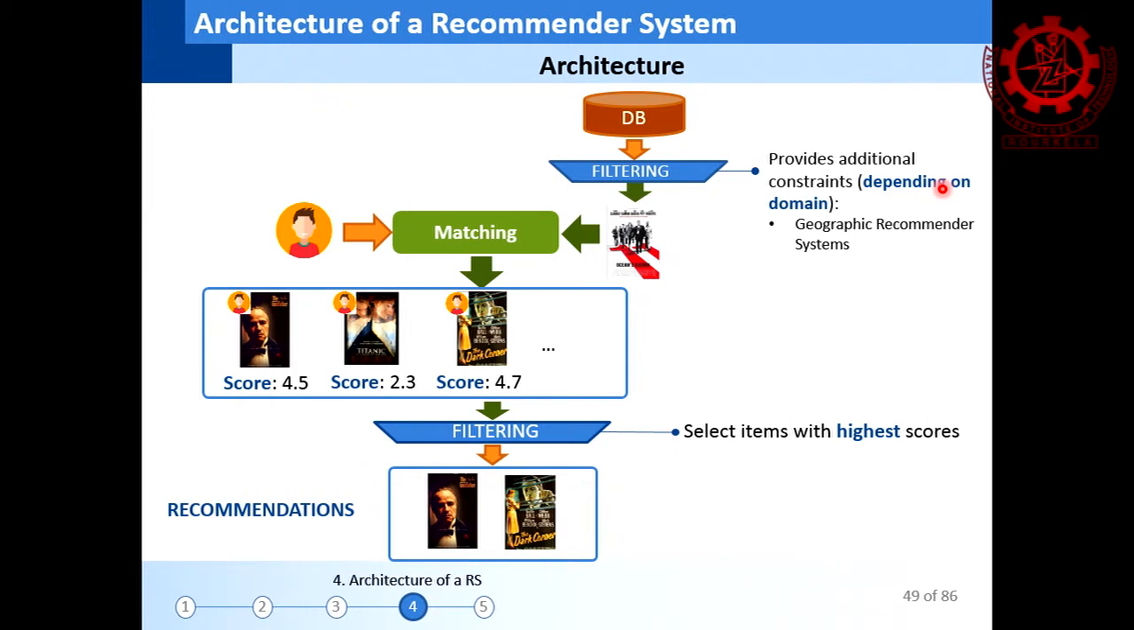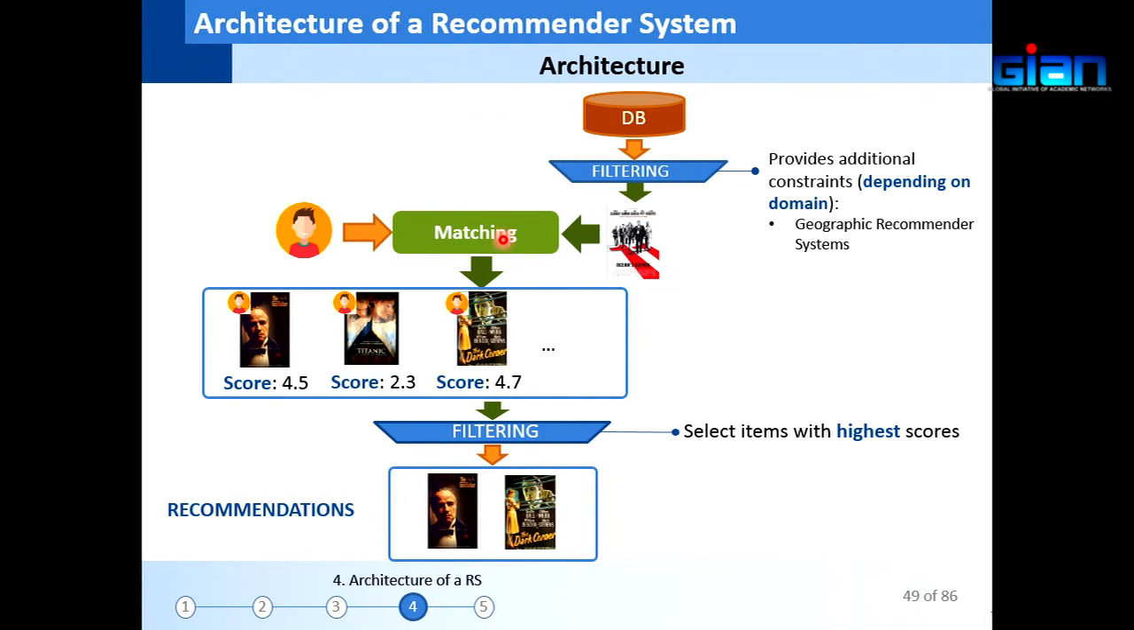And this filter basically selects the items with the highest scores. But this filter depends on the domain. There are, for example, geographical recommender systems. But the most important process is this one, the matching process, because the other is very simple to implement. And this is very simple to implement also.